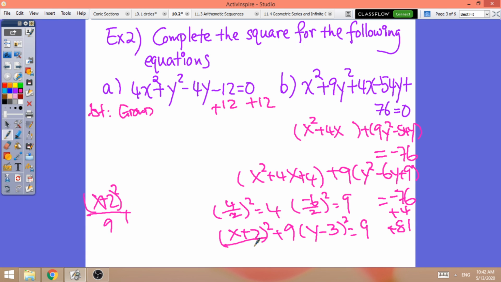Okay, again, I want to divide it by 9 for each term. And then for the y group, we do have y minus 3 quantity square over 1, because 9 over 9, that's 1. And then, so that equals 1. And that's the equation of the ellipse. So the center for this one would be negative 2, 3. A squared is 9, so a is 3, and then b squared is 1, so b is 1. It's a horizontal ellipse.